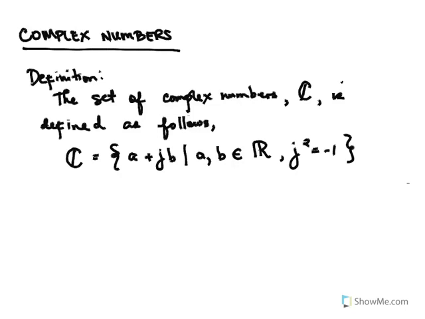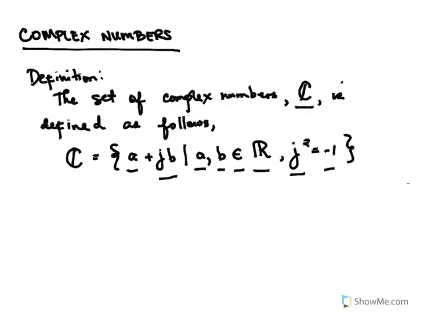In this video, we will discuss the concept of complex numbers. By definition, the set of complex numbers, denoted by this symbol here, C, is defined as follows. Any complex number can be a number in the form a plus jb, where a and b are elements of the set of all real numbers, and j squared is equal to -1.